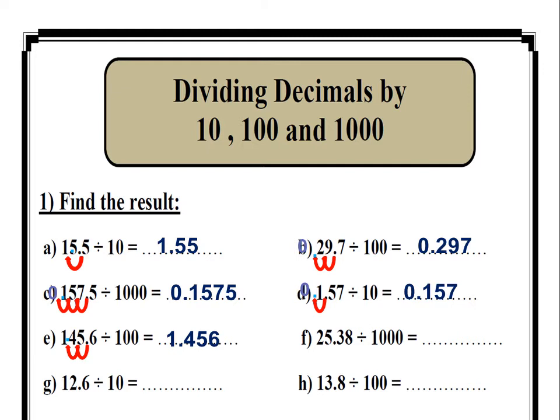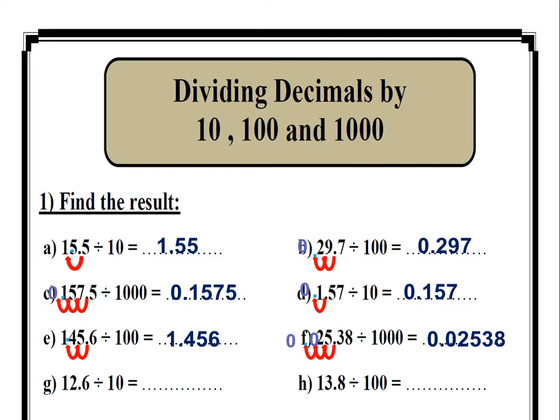F, 25.38 divided by 1000, 3 zeros, 3 steps backwards, 1, 2, 3. Here is the new position of the decimal point, but here I have a gap or an empty space to the left of the 2 and before the decimal point. So any empty space, fill it up with zeros. So my answer is going to be 0.02538, and it's very important. Any empty space, fill it up with zeros.